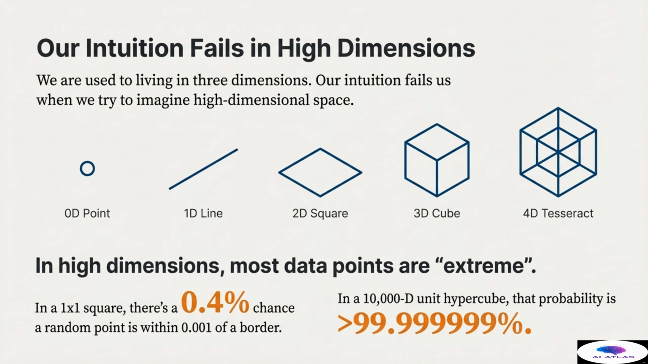Let us make this tangible using probability. In a simple 1 by 1 square, there is a very small 0.4% chance that a random point will fall within 0.001 units of a border. The points tend to cluster near the center. Now, scale that same calculation up to a 10,000-dimensional unit hypercube. The probability that a random point lies close to the border explodes to over 99.999999%. The center of this massive hypercube is almost completely empty. Data points sit exclusively in the vast periphery, acting as isolated, extreme vectors.